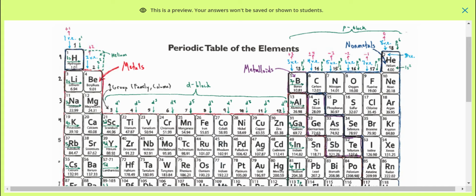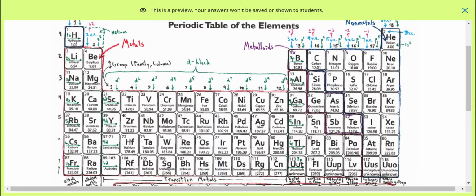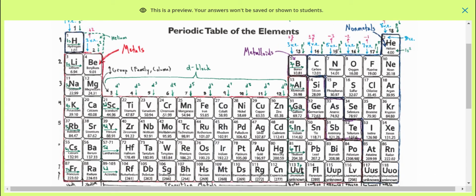You can also have groups in this middle section. Again, we call that the transition metals. So you could say this one with chromium, molybdenum, and tungsten, and I think it's seaborgium. Yeah. All these guys are going to be elements in group 6 of the transition metals, or you could talk about group 9 of the transition metals.